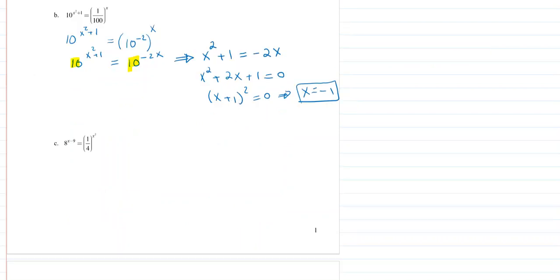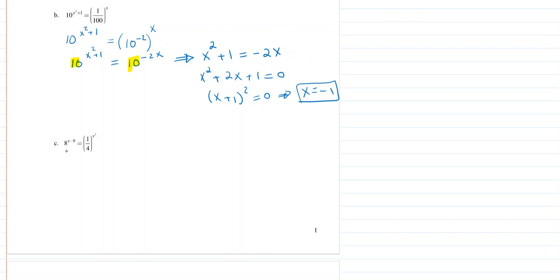Try this next one on your own first. Pause the video and then let's see if we agree. This is also an exponential equation. I see an x in the exponent. That's what it means for the equation to be exponential. So immediately you want to look and see if you can make matching bases.